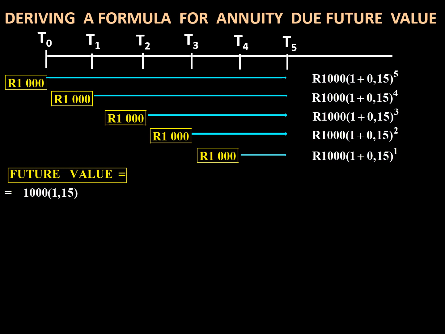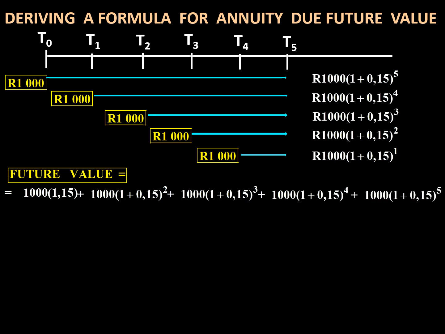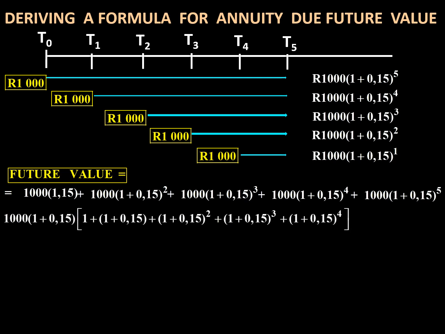So let's write all of them down. We start from the bottom. There's our 5 values there. Now, what do we notice here again? Again, there's a common factor, but the common factor isn't just 1,000, it's 1,000 times 1 plus 0.15. Take that out as a common factor, and there we get a series there.